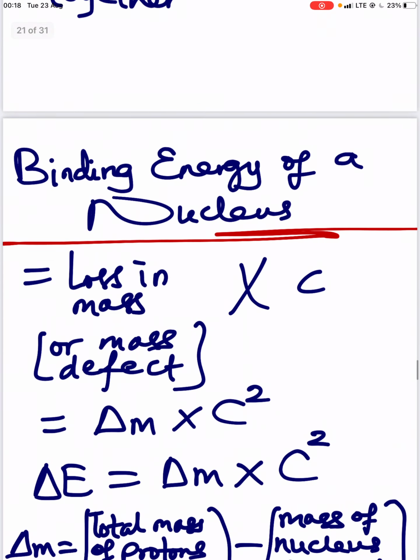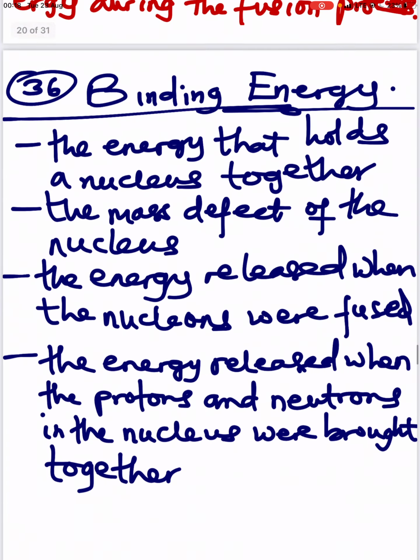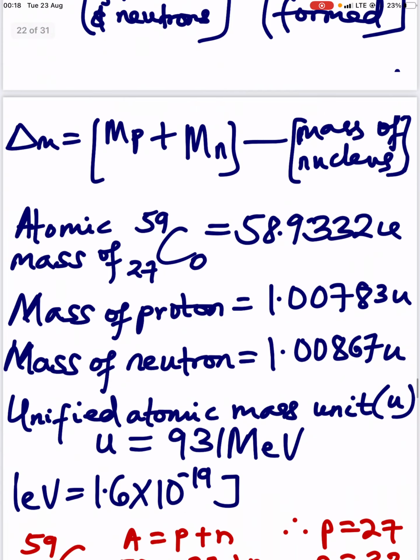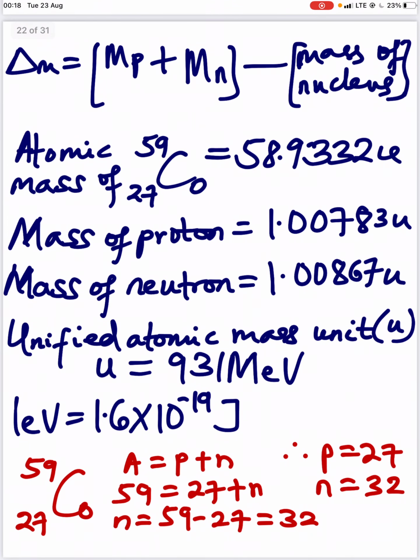Now, this example, question 36, says we are told to find the binding energy when cobalt 59 is produced. Now, cobalt 59 has a mass number of 59 and it has an atomic number of 27. Its mass is 58.9332 U. U is the unit for measuring the masses of nuclides and atoms.